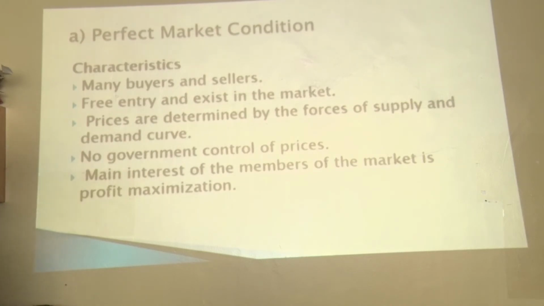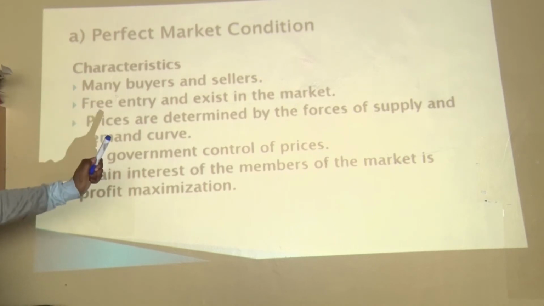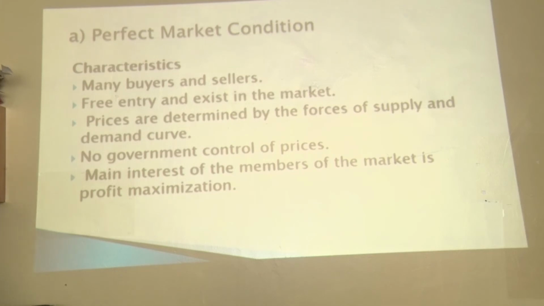So the first market structure that we are going to talk about is the perfect market condition. One of its characteristics is that it has many buyers and many sellers. The other is free entry and free exit. In this type of market you can decide to enter and exit anytime you want. The other important thing is that prices are determined by the forces of supply and demand.